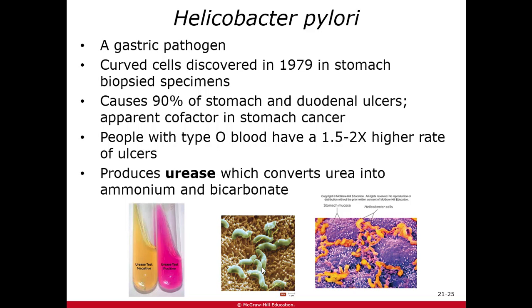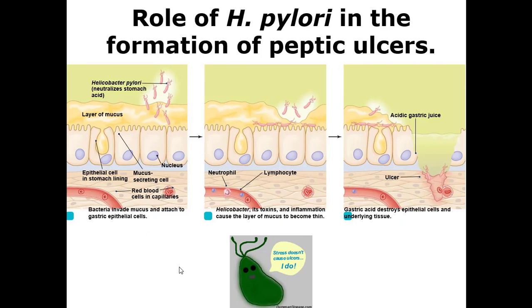Now, a unique part is people that have type O blood have a 1.5 to 2 times higher rate of getting ulcers because of this particular bacteria. They also produce a very unique enzyme called urease that converts urea into ammonium and bicarbonate. And we can test for that. This is showing urease positive tests, it's hot pink, that helps confirm a diagnosis.